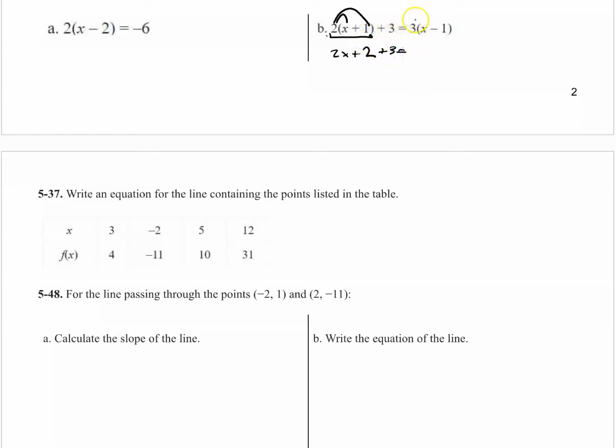There's an equal sign still. And then I'm going to distribute the 3 over here. So let's see what this becomes. 3 times x is 3x minus sign 3 times 1. All right, I'm going to combine like terms. And what I mean by that is I have 2 plus 3 on the left-hand side.